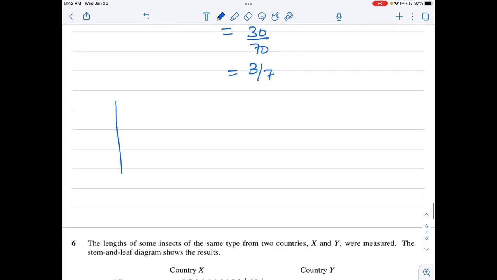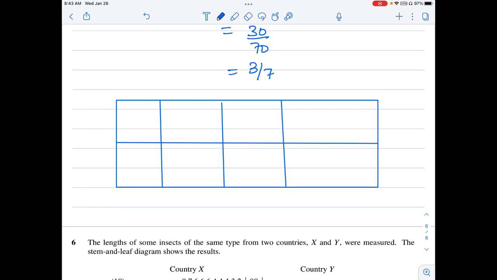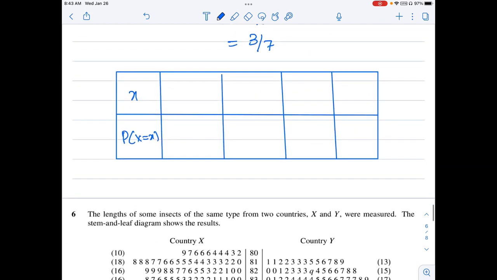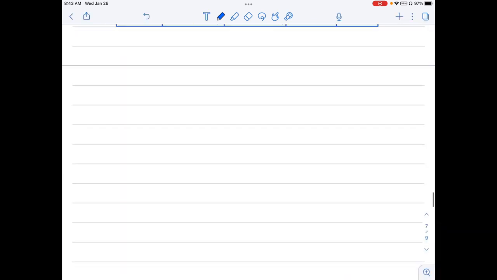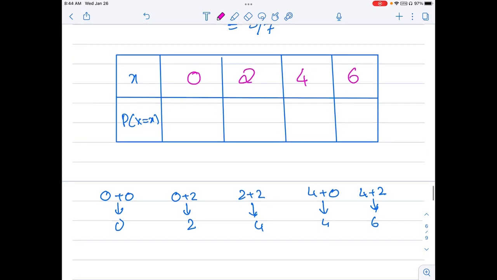Tabulate the probability distribution of x. So we have to make a probability distribution of x. So you're adding these numbers. What are the numbers being added? We can see that the numbers are 0, 2, and 4. So what are the combinations that I can get when I'm adding these numbers? I can get 0 plus 0, which is 0. I can get 0 plus 2, which is 2. I can get 2 plus 2, which is 4. I can get 4 plus 0, which is again 4. I can get 4 plus 2, which is nothing but 6. So what are the different numbers I can get? I can get either 0, 2, 4, or 6. These are the possibilities.